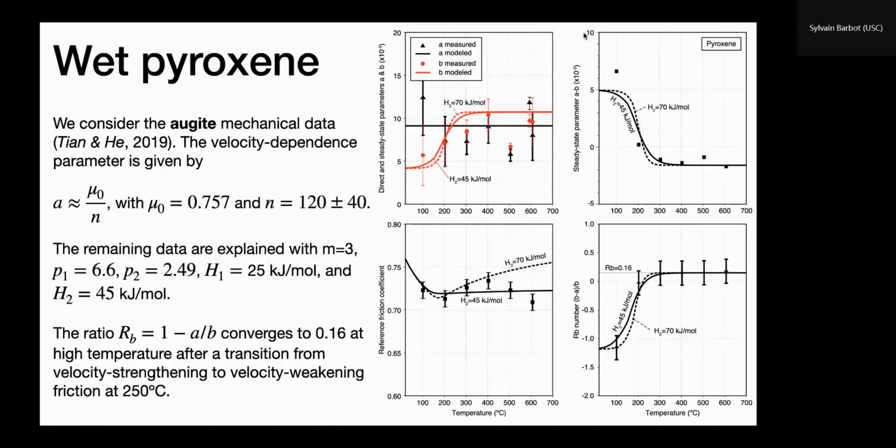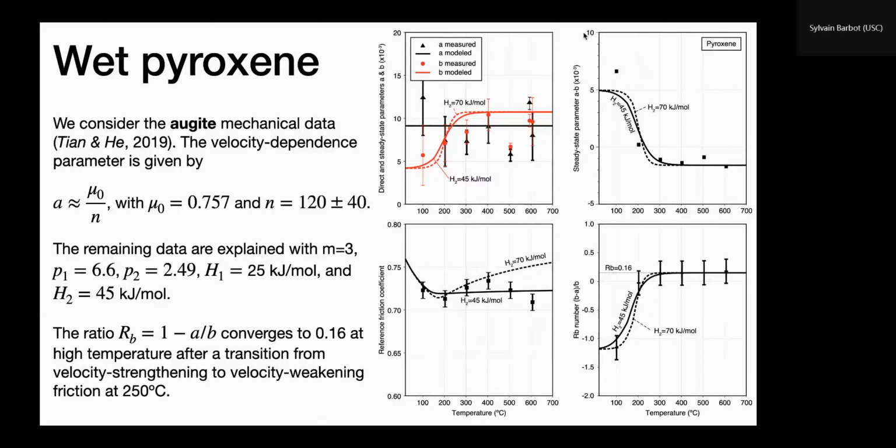And so this is done in these different quadrants here. A and B are on the upper left, A minus B is on the upper right, and A divided by B is on the lower right. And another important measurement is the reference coefficient of friction at a given velocity, and that is also a function of temperature. The error bars are the measurements from the lab, and the model is this continuous profile.